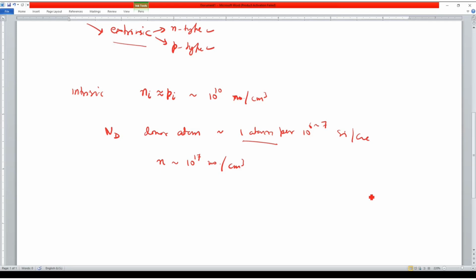Or for every one silicon you are putting one, for every lakh of silicon you are putting one donor. So you can easily calculate how many electrons will be generated by putting this number of atoms as an impurity. So you can easily do the calculation.